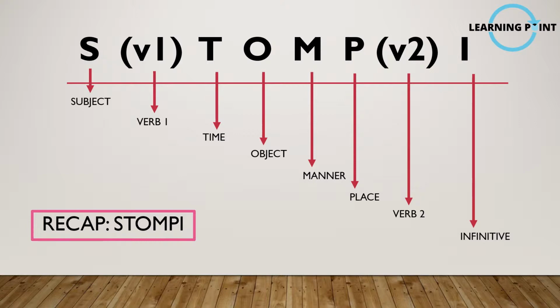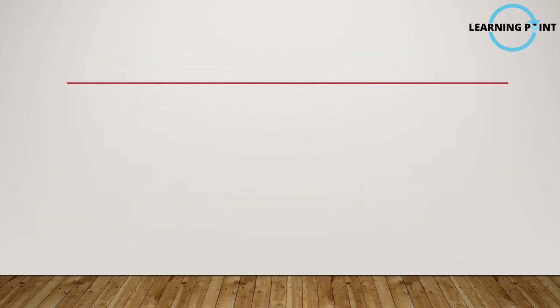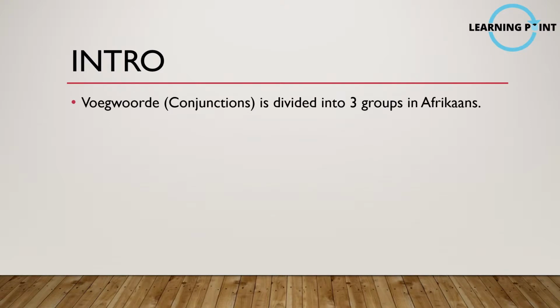To understand voegwoorde, we have to understand stompie. Because when you have to change the word order in a sentence, you have to know stompie to know where a word should change to. Same thing with voegwoorde. So voegwoorde or conjunctions is there to add sentences together. So we have two sentences, maybe three, and we have to join them together, and then we use a conjunction.